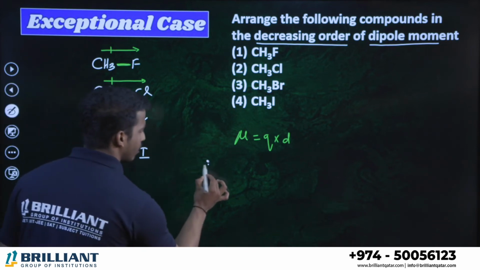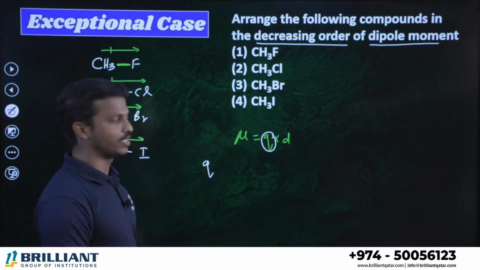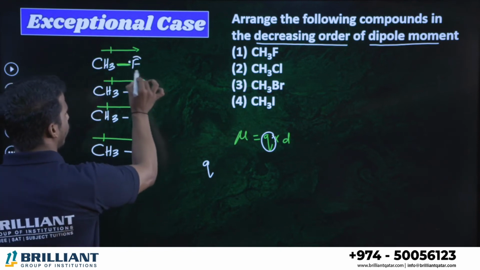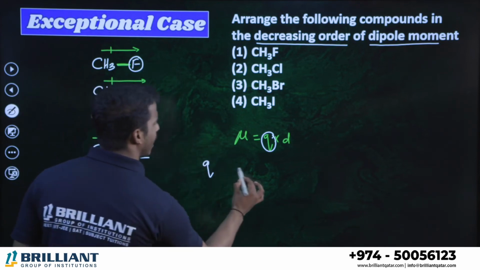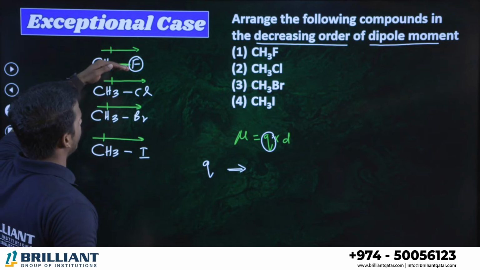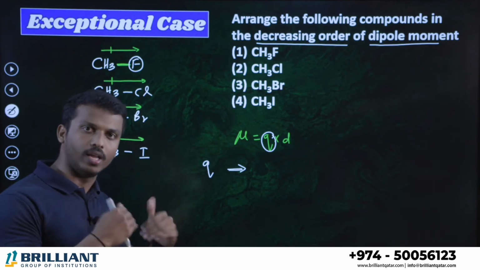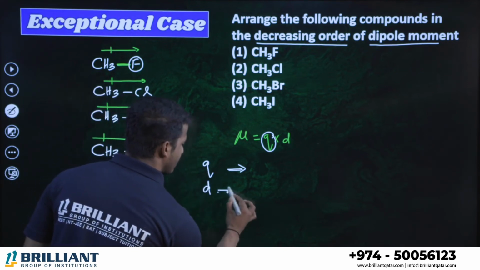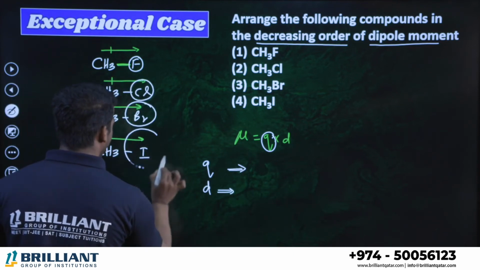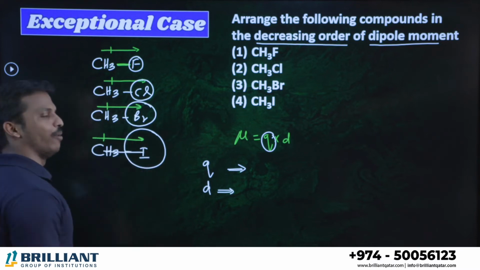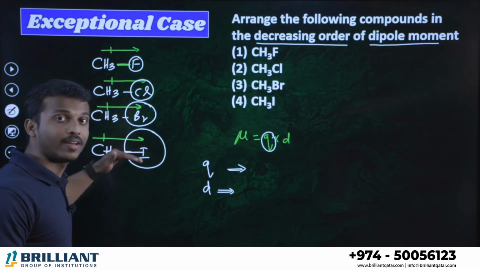If you consider charge as a factor, as the charge on the atom increases, the dipole moment increases. Which one has the greater charge? No doubt fluorine, because it is the most electronegative element here. So considering charge, the first compound has the greater dipole moment, and going down the group from fluorine to iodine, the dipole moment will decrease. When you consider internuclear distance as a factor, in fluorine, chlorine, bromine, iodine, where is the internuclear distance greater? In iodine, because iodine has the bigger size. Considering that factor, we expect the lower ones to have greater dipole moment.